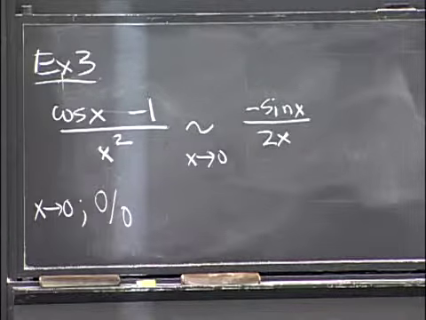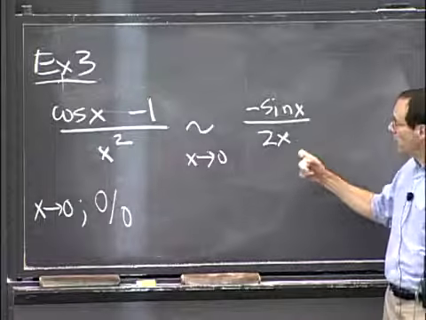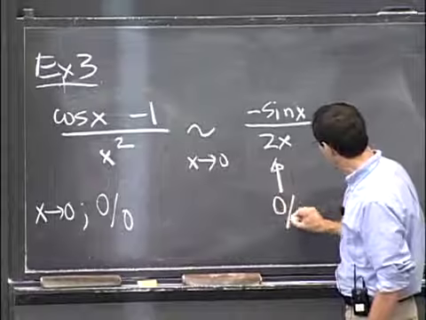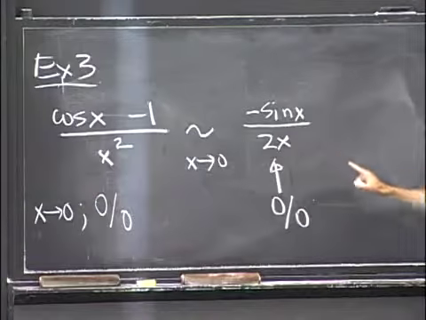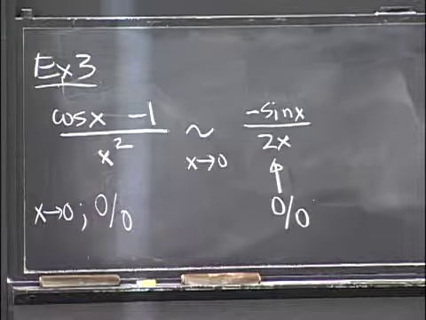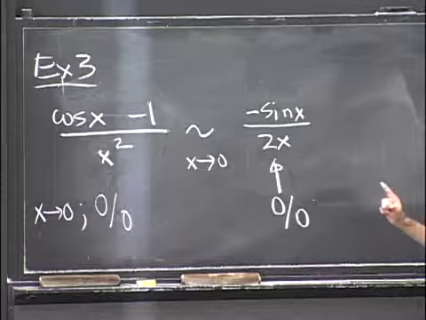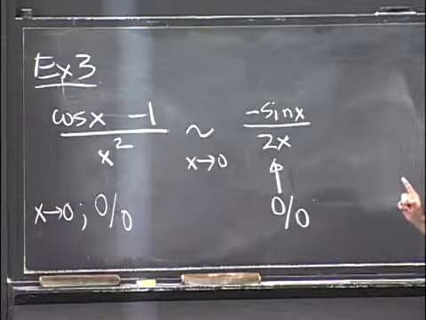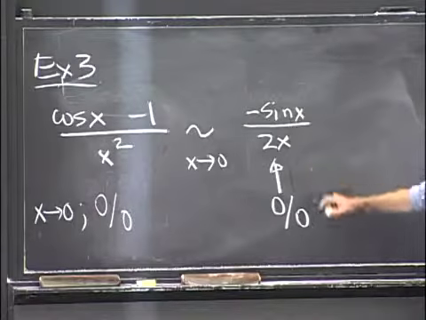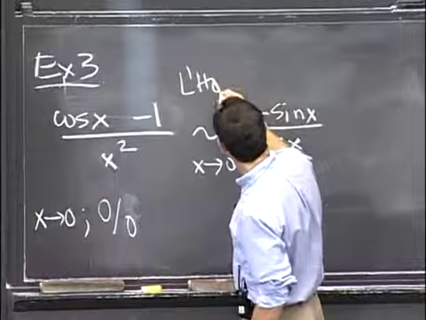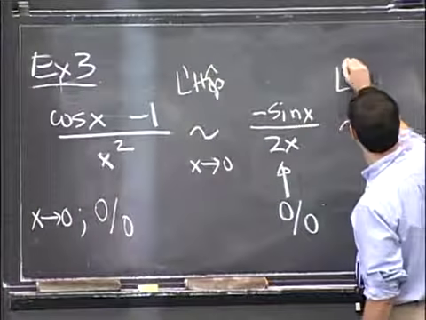Now, notice that we still haven't won yet, because this is still of 0 over 0 type. When you plug in x equals 0, you still get 0. But that doesn't damage the method. That doesn't make the method fail. This is 0 over 0. We can apply L'Hopital's rule a second time. Okay?